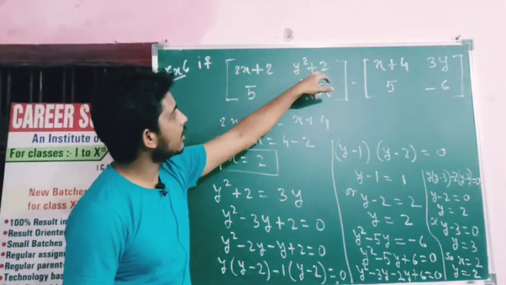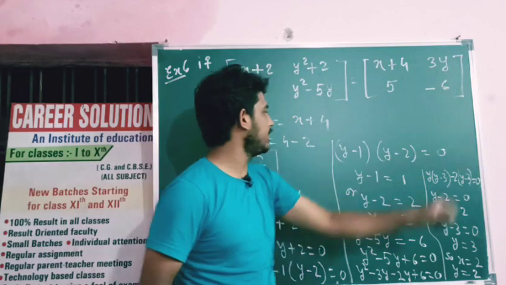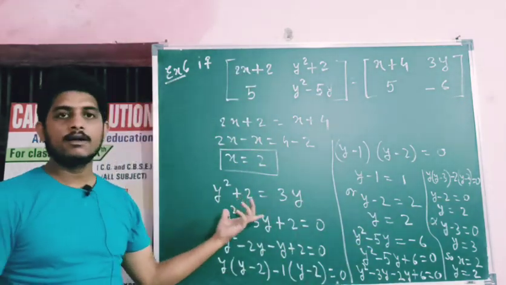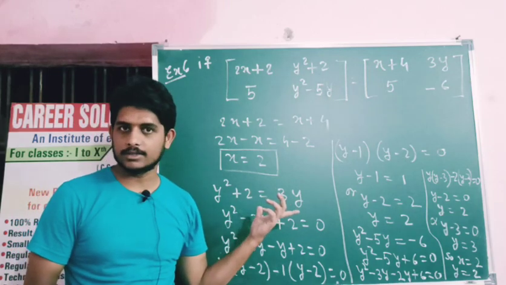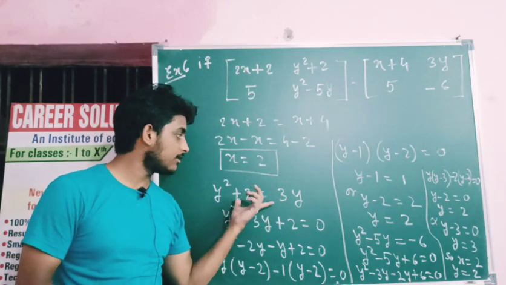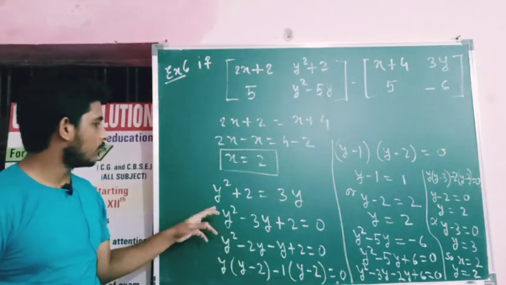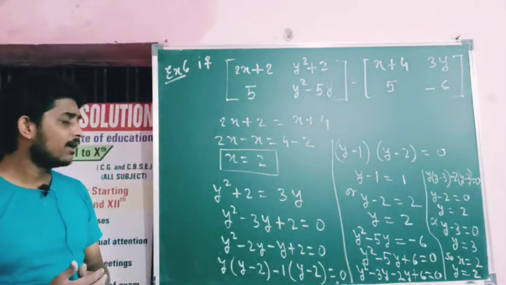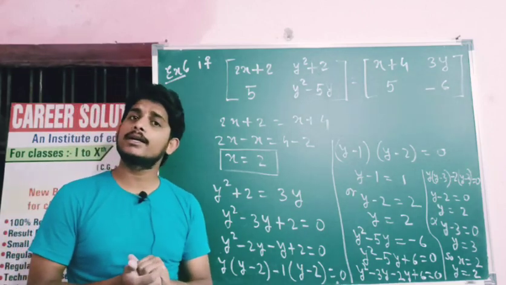Now, y square plus 2 is equal to what we can write? 3y. So y square plus 2 equals 3y. When we are seeing it, we have the feeling of quadratic equation. Okay, so make the general form of quadratic equation. So y square minus 3y plus 2 equals 0.